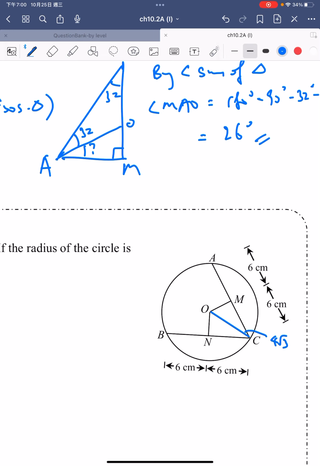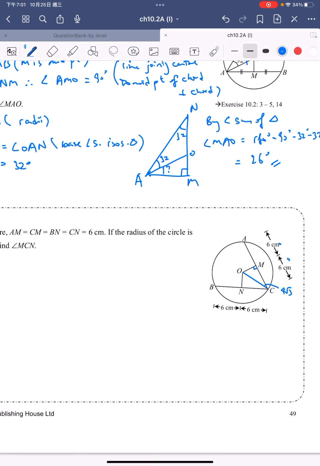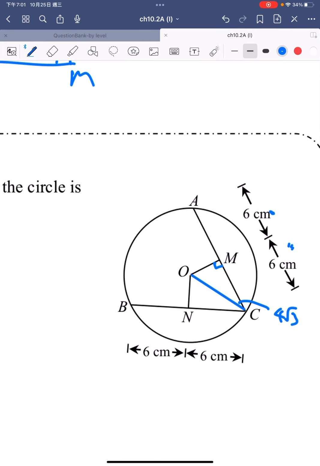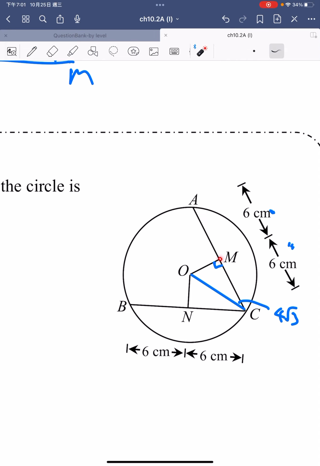As these two chords are the same, OMC is a right angle. So what we're going to find is the angle of MCN. This is the angle of MCN. So basically it means the double of this angle, or this angle plus this angle. By using the theory that the line joining the center to the midpoint of a chord is perpendicular to the chord, we show that this is a right angle. Similarly for B and O, it is a right angle as well, because BN is equal to NC.